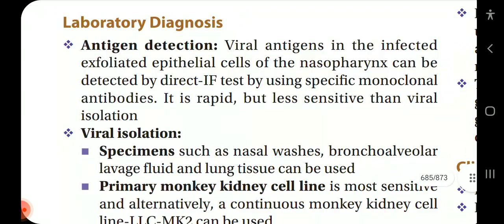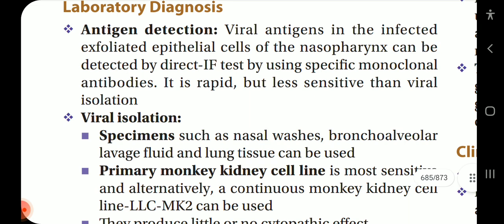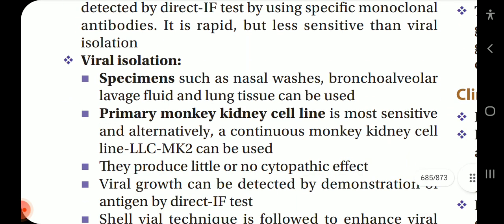Lab diagnosis. Antigen detection. Viral antigen in the infected exfoliated epithelial cells of the nasopharynx can be detected by direct immunofluorescence test by using specific monoclonal antibodies. It is rapid but less sensitive than viral isolation.